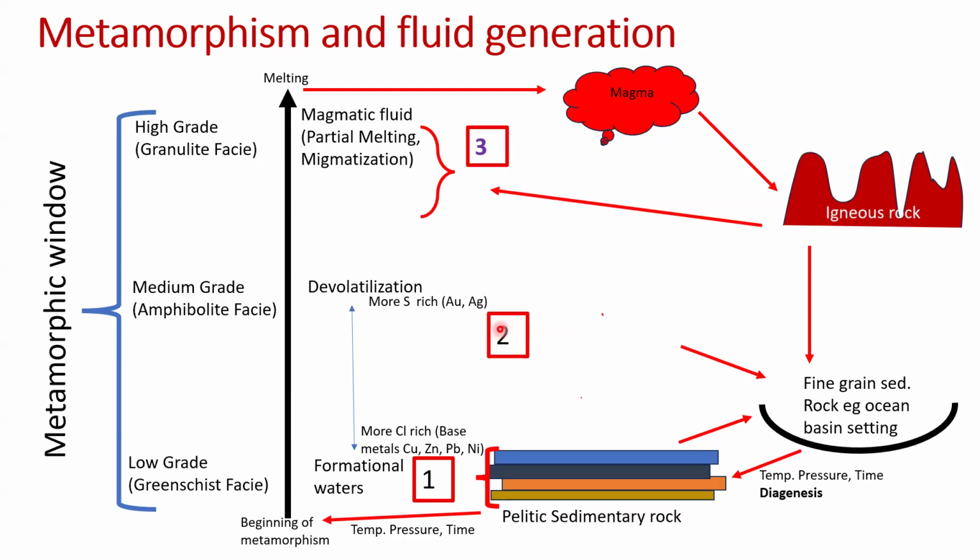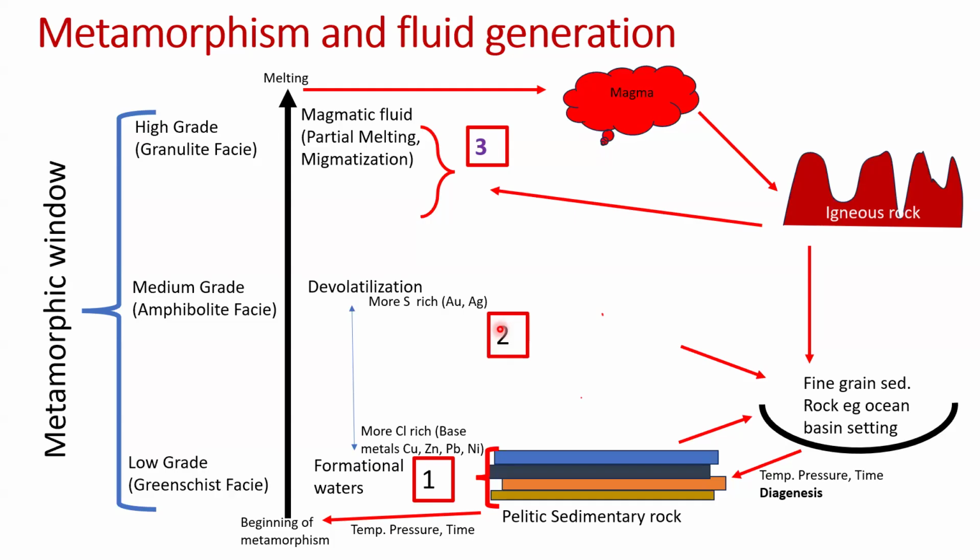So the salinity content of the sediments led to the salinity content of the fluid released by this sediment. That is, I'm talking about the formational waters, the basinal fluids. And the higher the salinity content, the higher the chlorinity of the fluid. The higher the chlorinity of the fluid, the higher the mobilization for base metals.